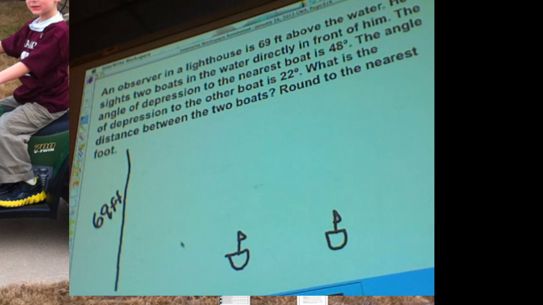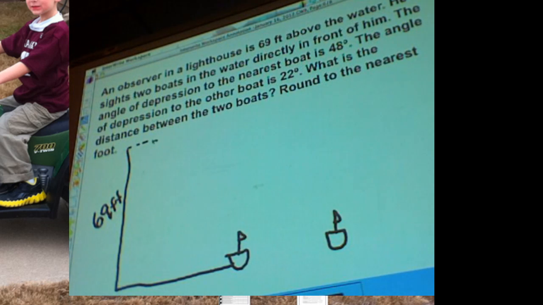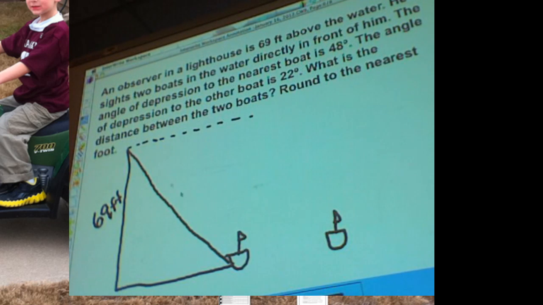The angle of depression to the nearest boat is 48 degrees. So to this boat, we know it's depression, so we have to have a horizontal line. From that horizontal line down to this boat is 48 degrees.